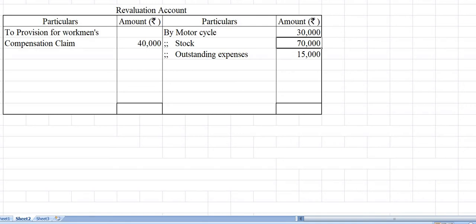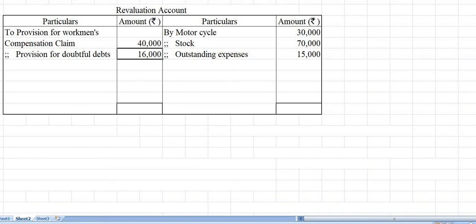Okay. Then provision for doubtful debts at 5% is to be created. We have been told that 3,20,000 is the debtors. So 5% of that is 16,000. Liability increases or asset decreases, so we can write on the debit side provision for doubtful debts, how much? 16,000.